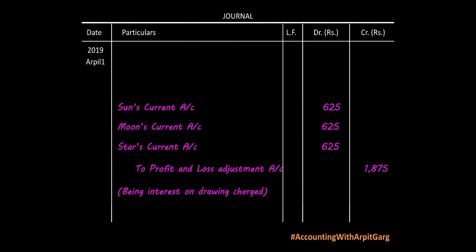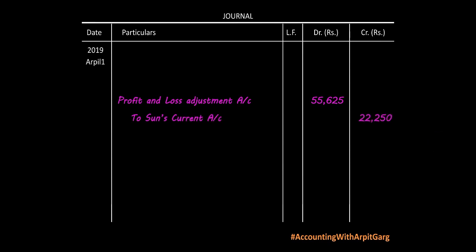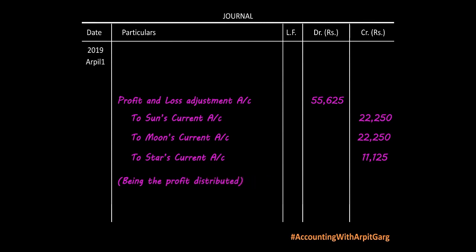That's it. Now we will find out the balancing figure of profit and loss adjustment account. So profit and loss adjustment account will show a debit balance of 55,625. This we will distribute among partners, to Sun's current account, to Moon's current account, to Star's current account in the ratio 2:2:1. Their capital ratio, as written in point E, profits are to be shared in the ratio of their capitals. And capital we will take from capital, not from current account. Narration, being the profit distributed correctly.